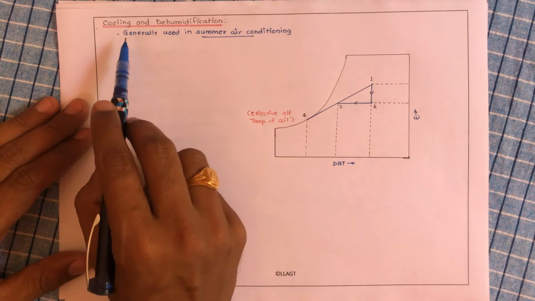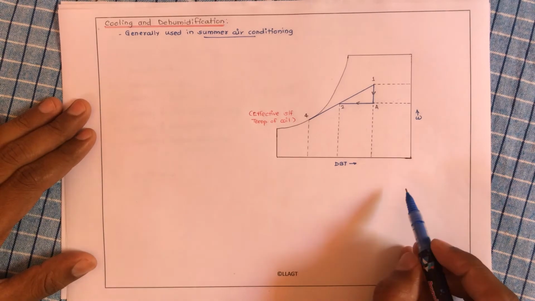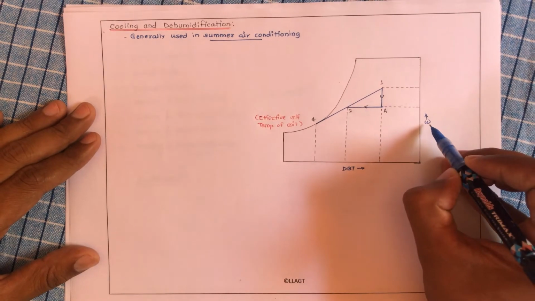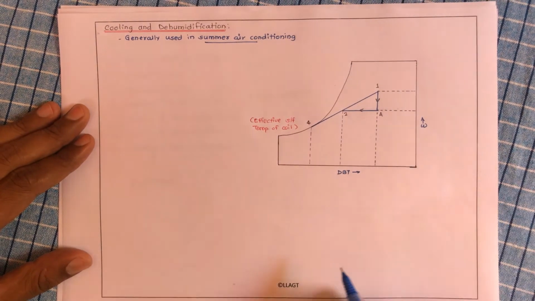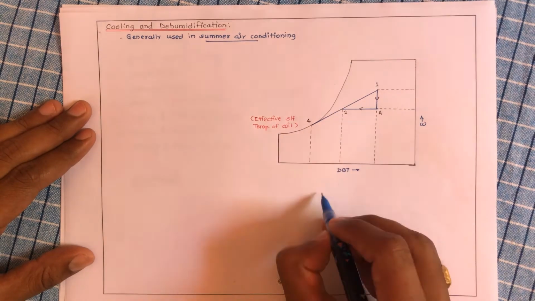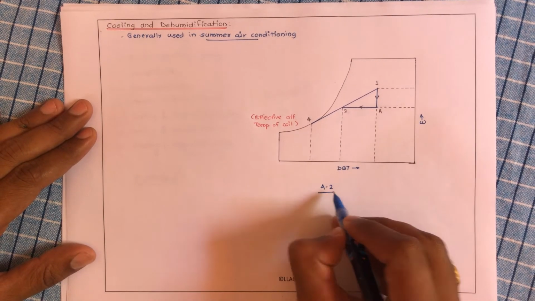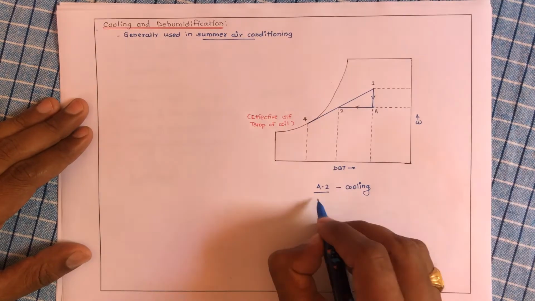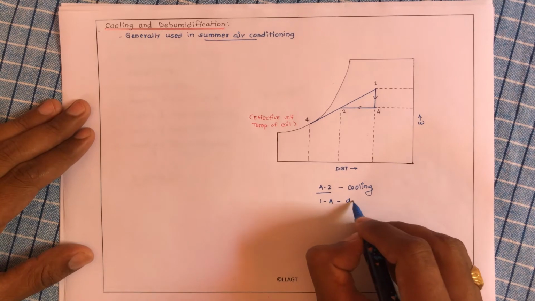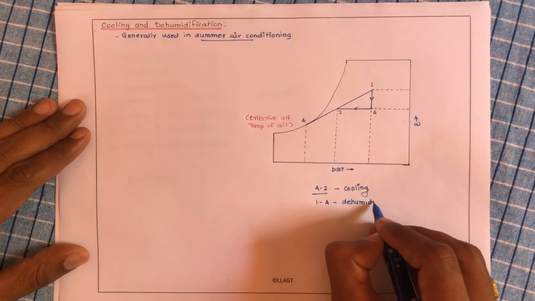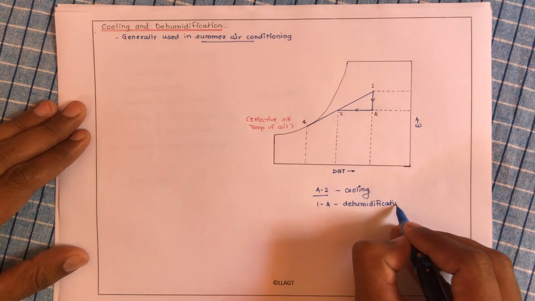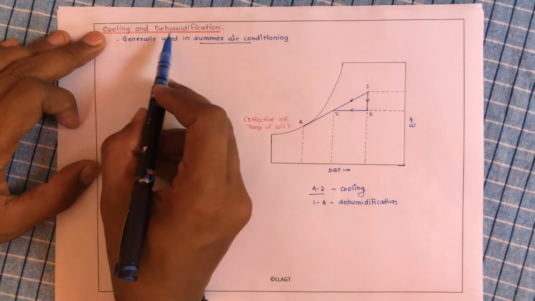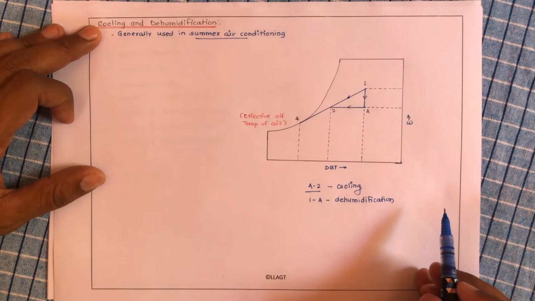Now let us plot this cooling and dehumidification on the psychrometric chart. The x-axis represents the dry bulb temperature, and the y-axis represents the specific humidity or humidity ratio. Process A to 2 is nothing but the cooling process that we have studied earlier. Then 1 to A is the dehumidification process, and as a result I get process 1 to 2, that is cooling and dehumidification, or cooling with dehumidification.